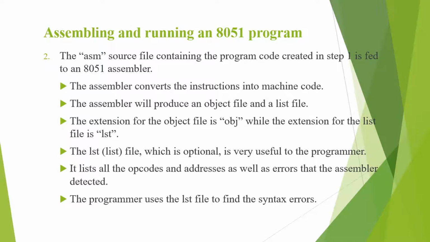In the second step, the program code written, which is the source file with the .asm extension, will be fed to the assembler of 8051. This assembler will convert the instructions to machine code and it will produce an object file and a list file, that is .obj file and .lst file. The list file is very useful to the programmer, though it is optional. It will list all the opcodes and addresses as well as the errors which the assembler has detected.